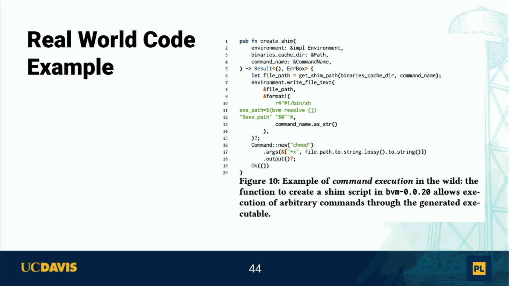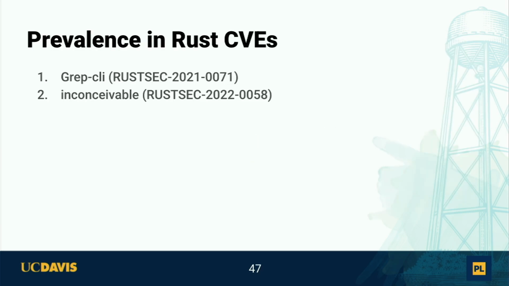Okay, in Rust CVEs, there is grep CLI. This was a Windows vulnerability where it would look for an executable in your local directory rather than the global path, and that would lead to command execution. This inconceivable is a crate that was specifically designed to perform those build.rs attacks. And there's Rust decimal, which also used environment variables and command execution.